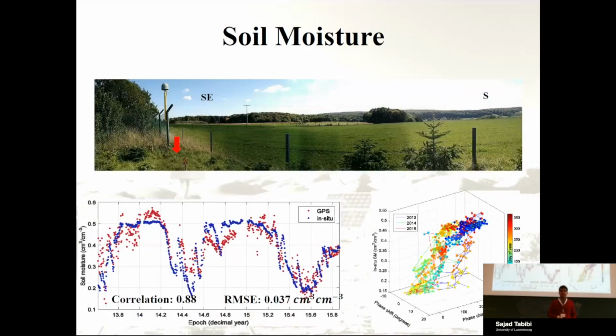We also could apply that to estimate soil moisture. This is one station in Ludelange where we installed. Here is the location of the antenna, and the red arrow shows the in situ location, and estimate the soil moisture, and we compare that with the truth. And as you can see, we have a correlation better than 88.